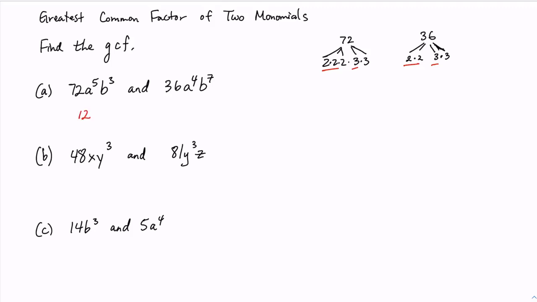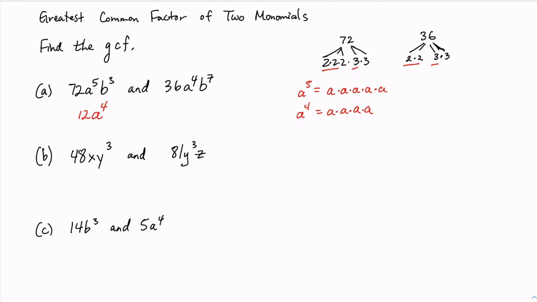So we got 12. And then with the variables, the factors of a to the fifth is simply a times a times a times a times a. And the factors of a to the fourth will be what? A times a times a times a. I mean, if you want me to list it out, sure, we certainly can. And then that would be what? A to the fifth, and then a to the fourth is a times a times a times a. So what do they have in common? Well, shoot, they have a to the fourth in common.